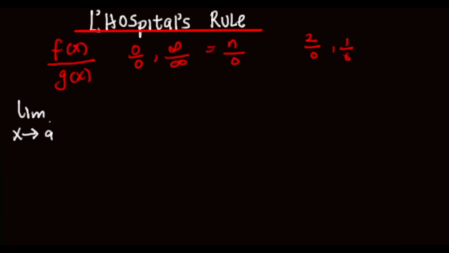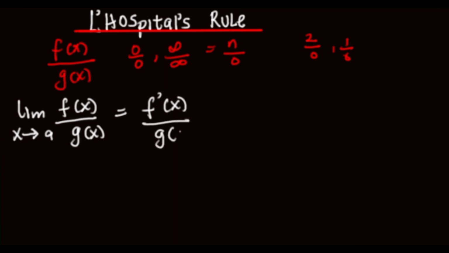So let's say we are going to have f of x divided by g of x, and I'm asked to find the limit using L'Hospital's rule. That basically means I'm going to find the derivative. I'm going to have f prime of x divided by g prime of x. Can you see it? And then I cannot go ahead and substitute the value of whatever I'm having.